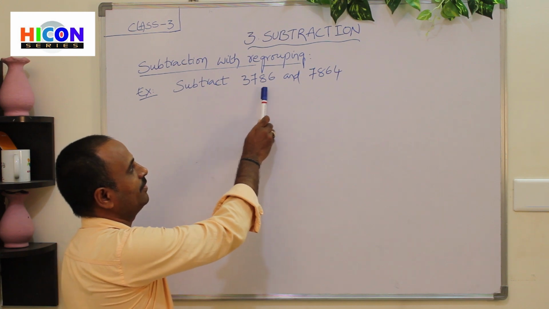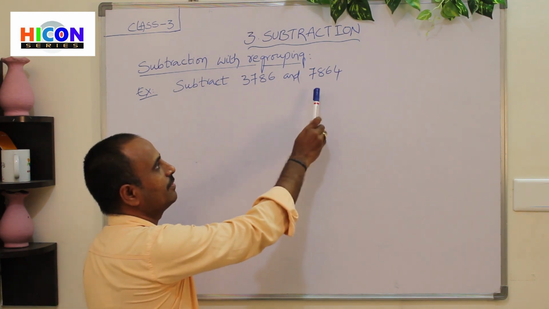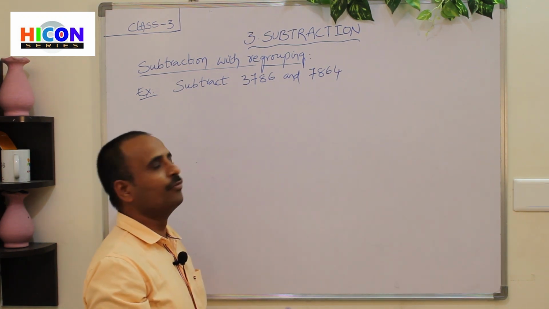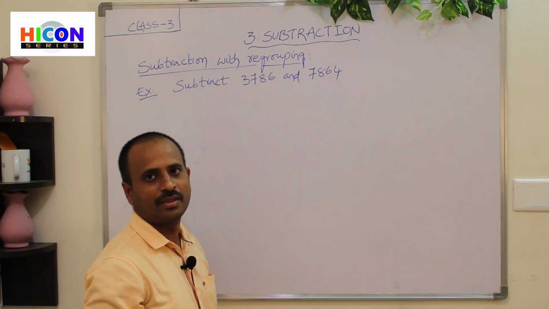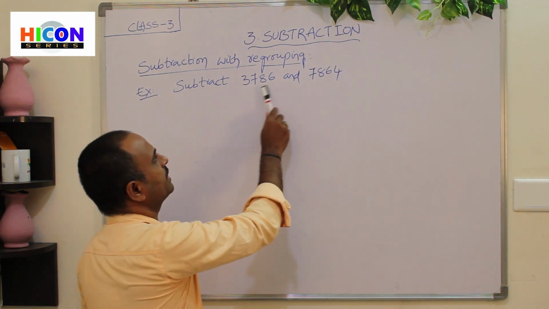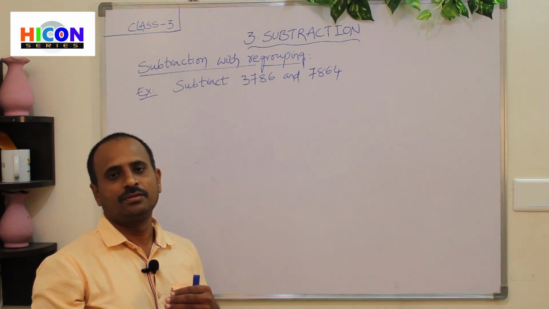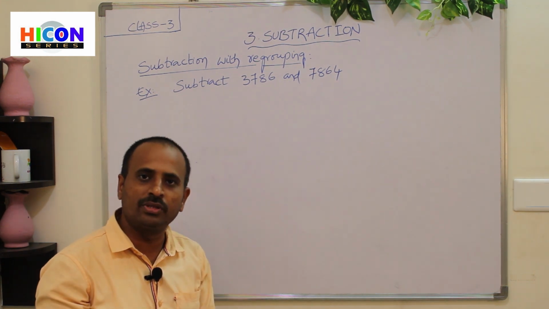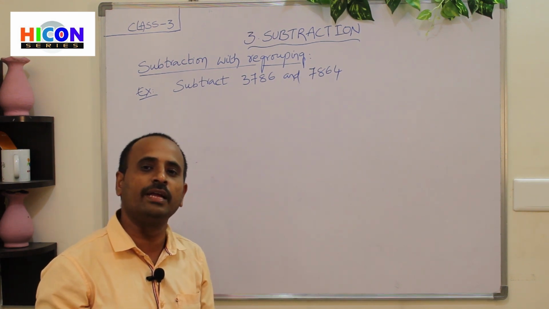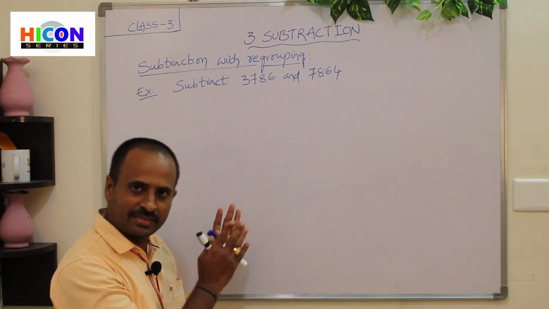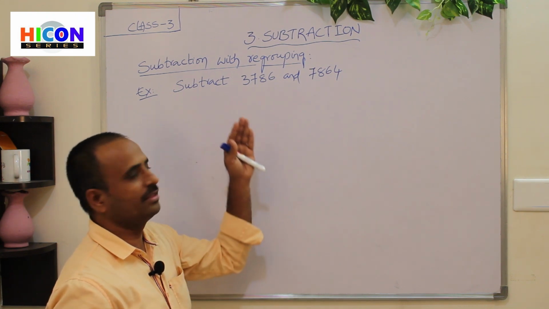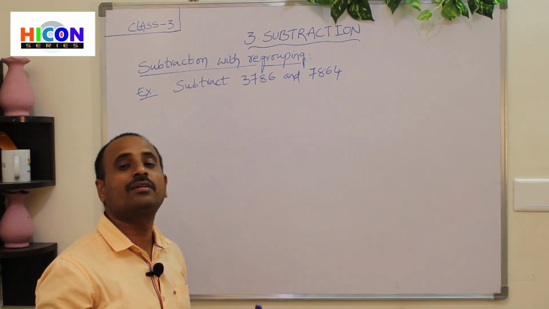Subtract 3786 and 7864. These are the two numbers they have given. Now we have to subtract these two numbers. Before subtracting, we have to arrange the two numbers one below the other, with the digits at their corresponding places. So first write the places, and then write the two numbers one below the other at their corresponding places.